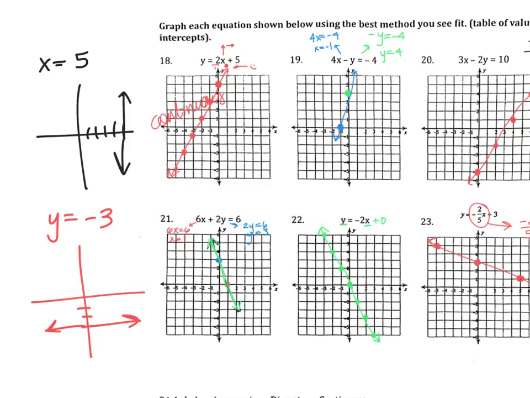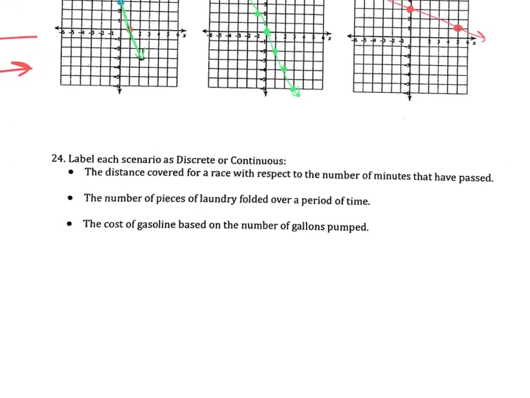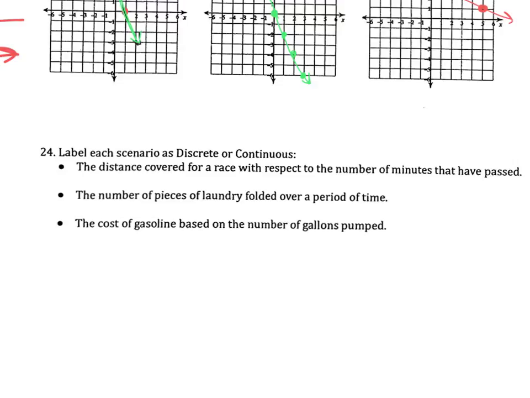Okay, and let's come down here and check the bottom. All right, discrete and continuous. Remember, discrete are separate points. Those are things that must be counted in whole numbers. Continuous, things that can be counted in fractional parts. So distance covered with respect to the number of minutes that have passed. I'm going to go ahead and say that this is continuous because distance and time are both continuously measured.